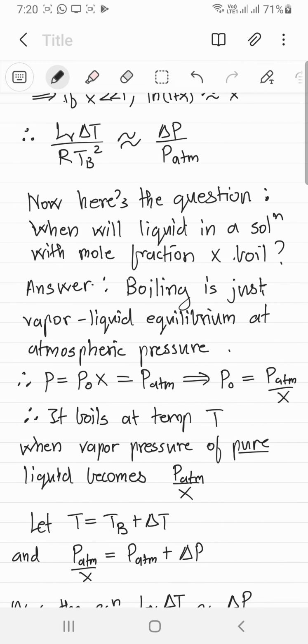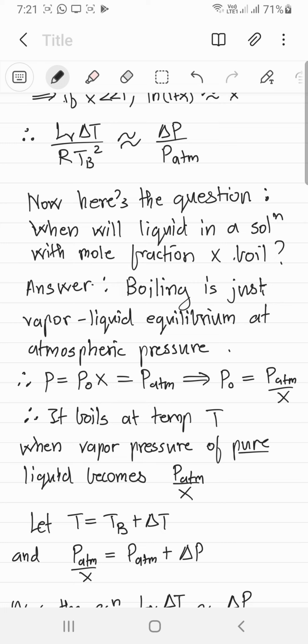If we are putting a little bit of solute into the solvent, so now we are making it impure, how would the boiling point be affected by that? It will boil when the vapor pressure is equal to the atmospheric pressure, but we know how the vapor pressure changes when you put impurities in the solvent.